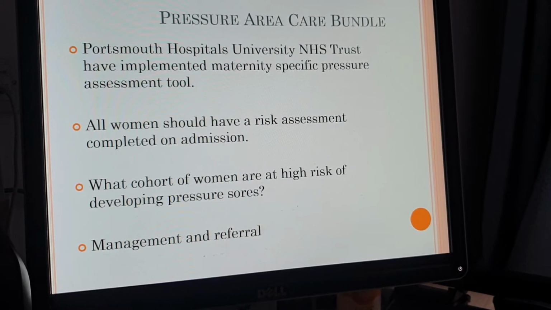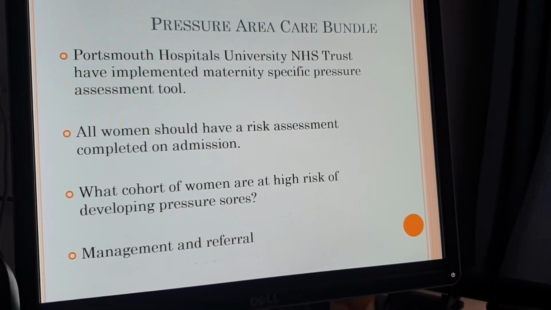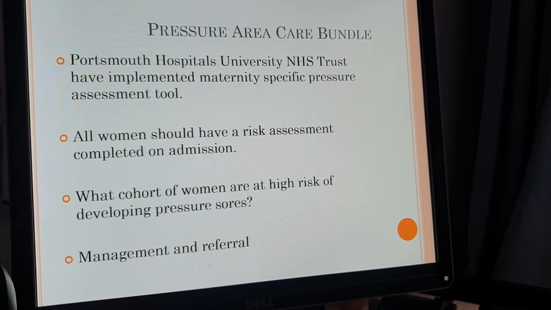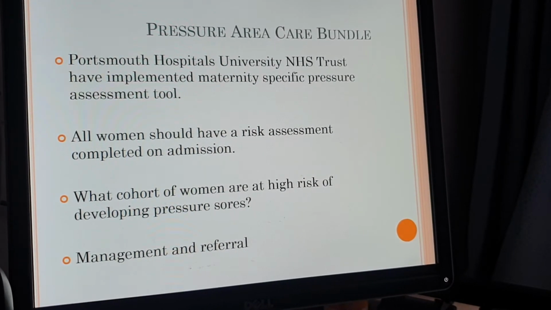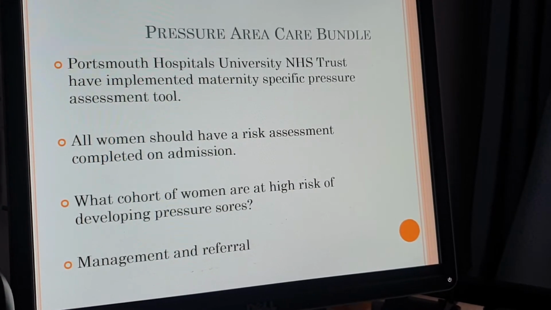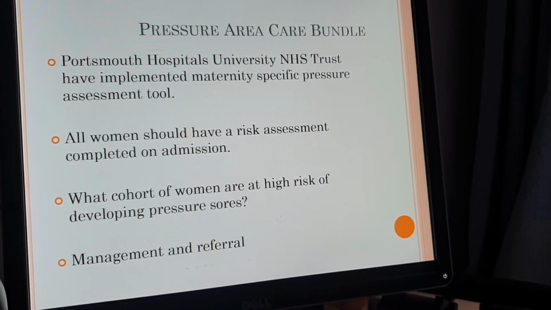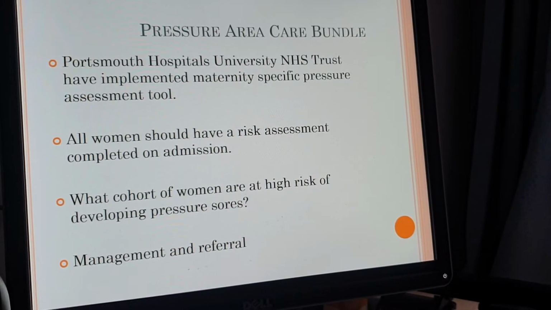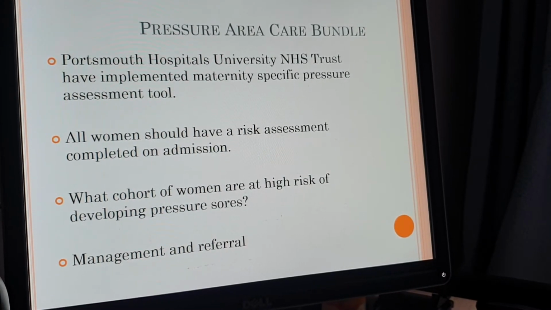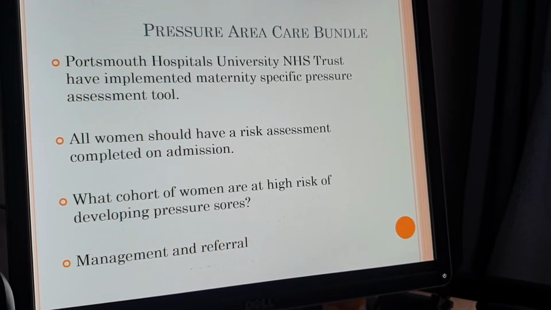The cohort of women that are at high risk of developing pressure sores, ordinarily we would do as an interactive session, but just keep in mind raised BMI, any kind of pre-existing skin conditions, immobility, and anything that affects the hydration of the mother in labour. And also, in terms of the assessment, it's important that if they are identified as high risk, we have a clear management and referral pathway for contacting tissue viability if required, and how often we will be monitoring the pressure area care.